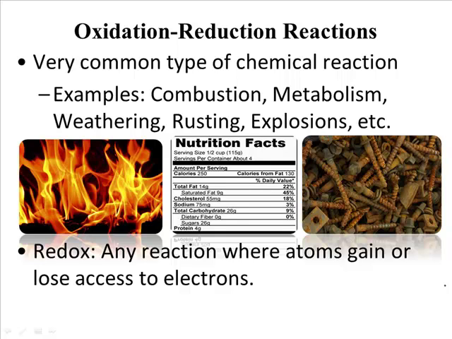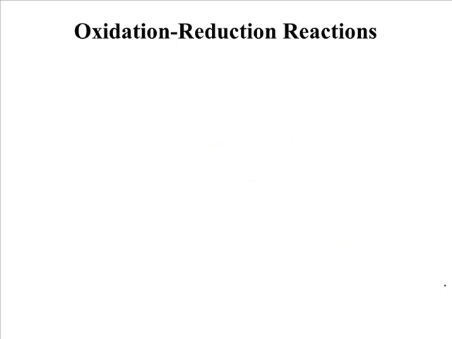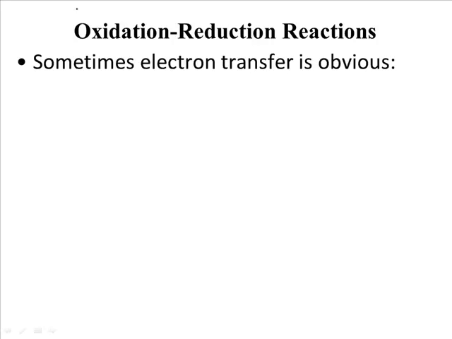Redox reactions, at their core, are really just a chemical reaction where the atoms that are involved either gain or lose access to electrons. Let's look in more detail about what that really means. Sometimes when an atom gains or loses access to electrons, or those electrons are transferred between atoms, it's pretty easy to recognize. And that's because sometimes the gaining, losing, and transferring of electrons gives us things like ions. Ions always have charges, and those charges help us to know where the electron was transferred to.